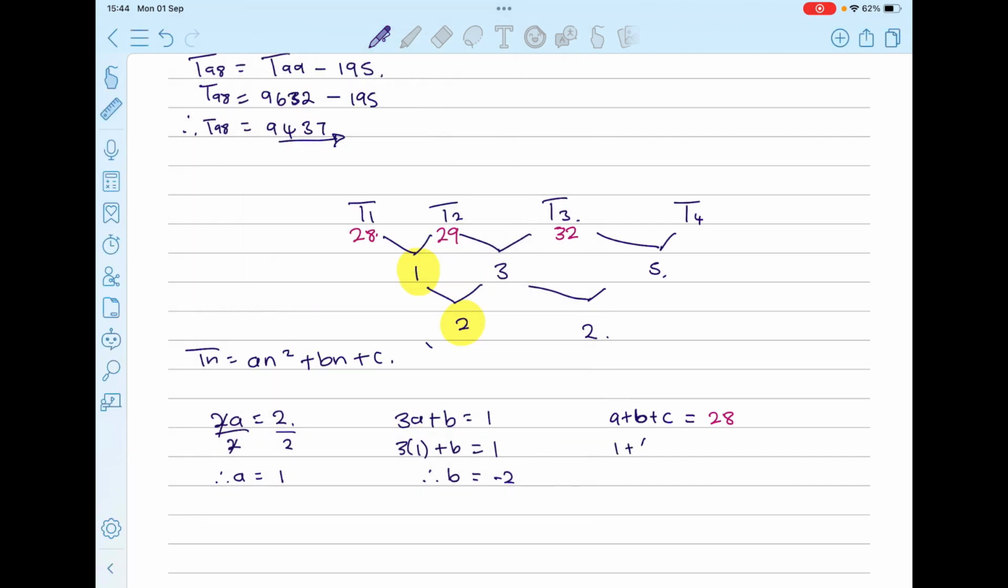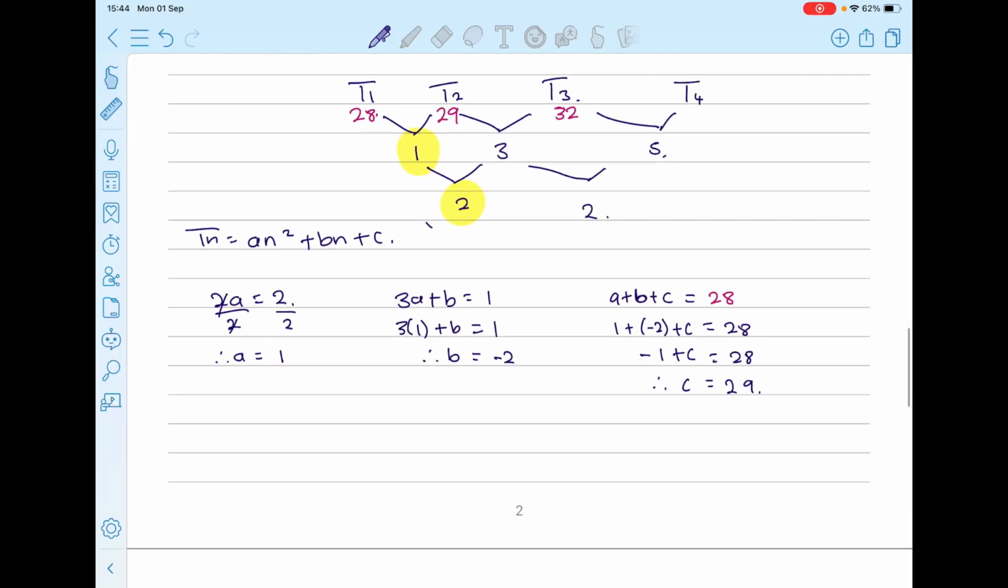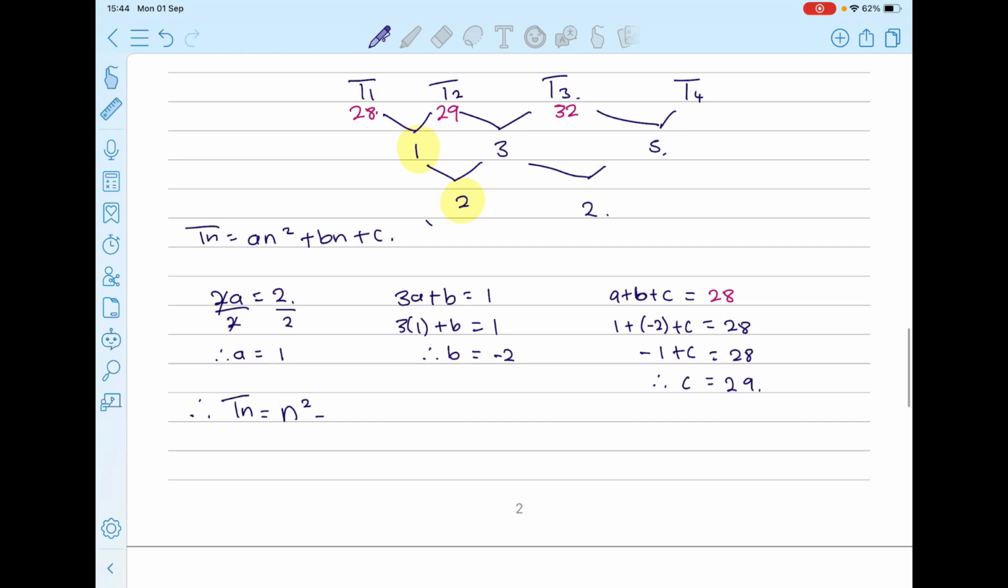A is 1, B is -2, and we're trying to solve for C. So 1 minus 2, that's -1 plus C being 28. Therefore, C is 29. Now we've got everything, so we can get our general term. Therefore, Tn for this quadratic pattern will be n squared minus 2n plus 29. And that's it for this question.